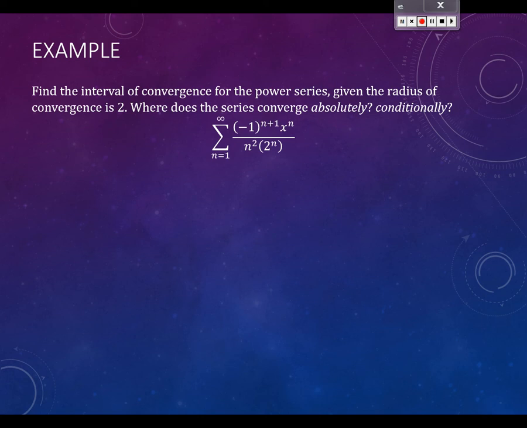Okay, so I know that for sure it converges absolutely on -2 to 2. Why do I know that? If you did the work to find the radius of convergence, what did you do in the work you did? You did the ratio test, right?